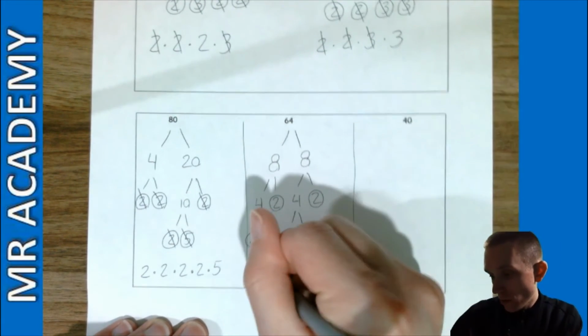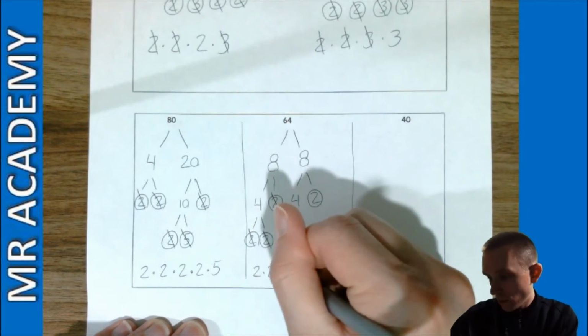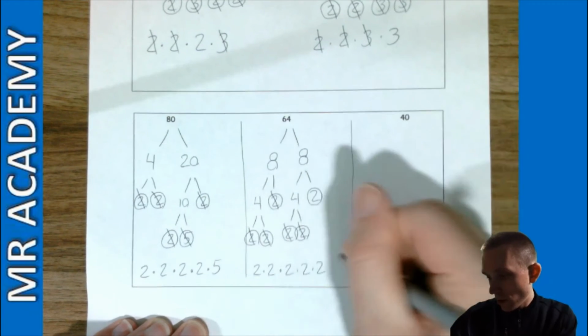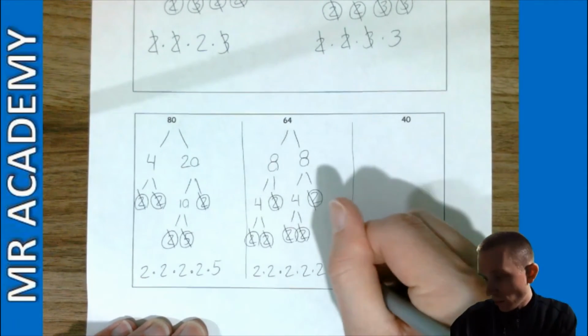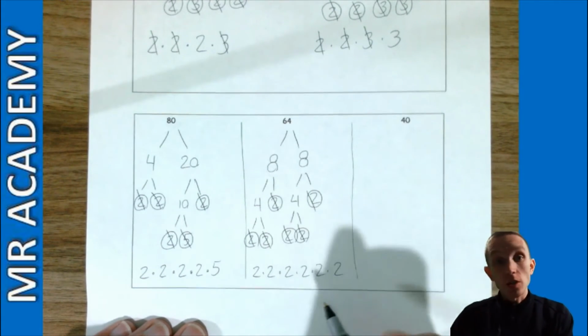So we have a 2, a 2, a 2, a 2, a 2, and another 2. 6 of those 2's are in there. Okay. So 64 is done.